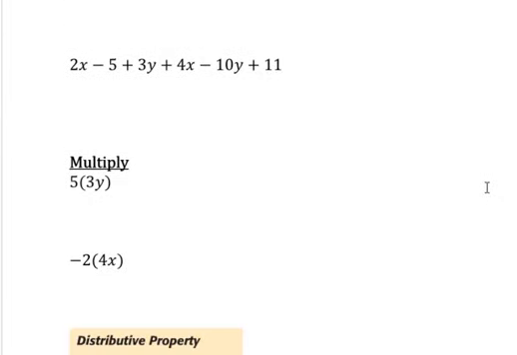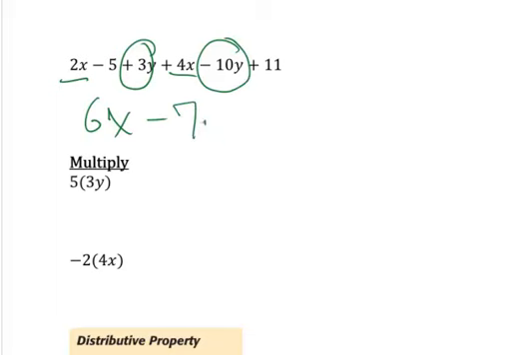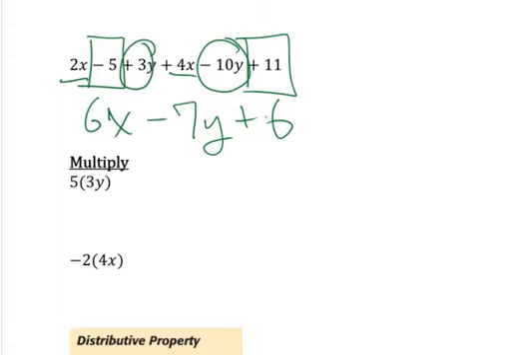Alright, let's take a look at this next one up here. So I have 2x minus 5 plus 3y plus 4x minus 10y plus 11. So 2x and 4x is going to give me a 6x. A plus 3y and a minus 10y will leave me with a minus 7y. And then a minus 5 and a plus 11 leaves us with a positive 6.